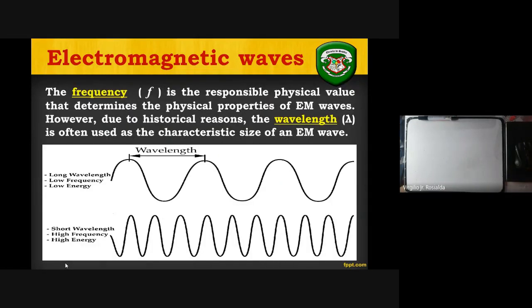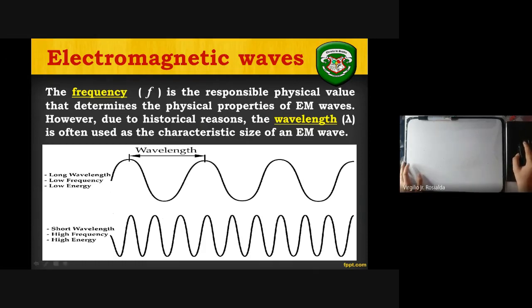So the frequency is the responsible physical value that determines the physical properties of EM waves. Okay, so when we talk about frequency, it is the number of cycles of a wave in a given period of time, particularly per second. Well, when we talk about wavelength, as I said, it is the distance between two consecutive crests or two consecutive troughs. So, yun yung tinatawag nating wavelength.